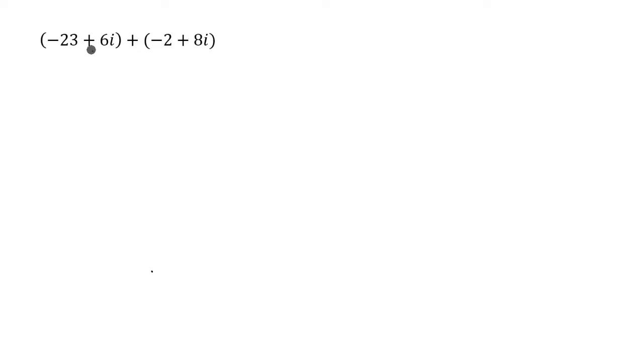We're adding two complex numbers together, and we could treat this just like combining like terms, where you would take 6x and add it to 8x. That would give us 14x. So treat the i's just like if you had x's there.